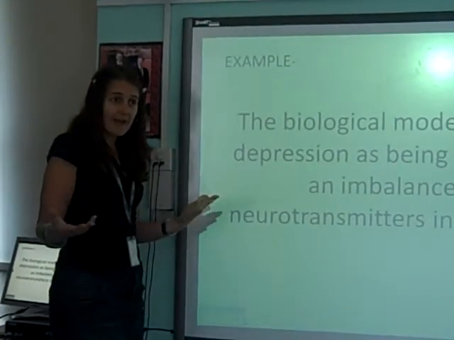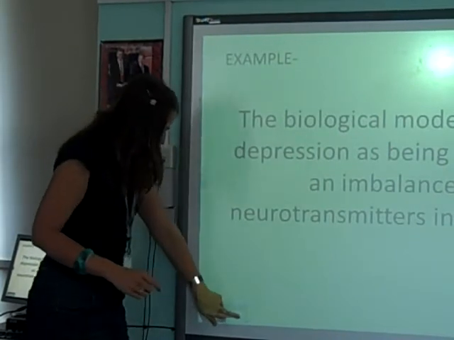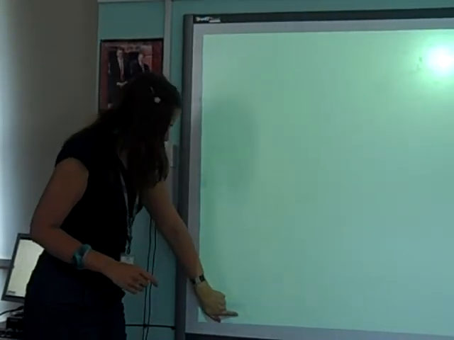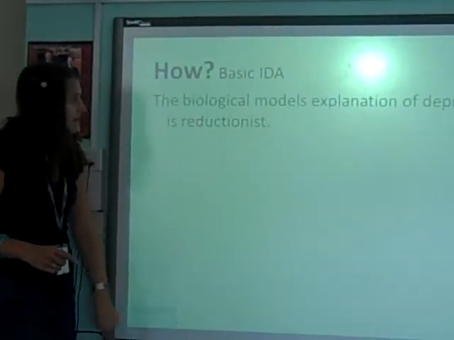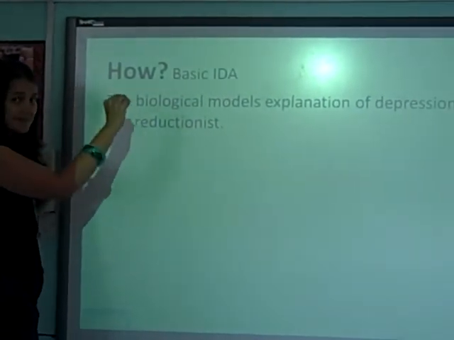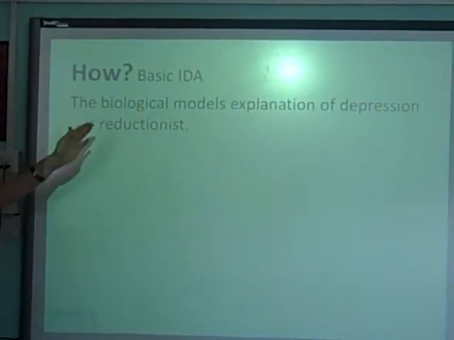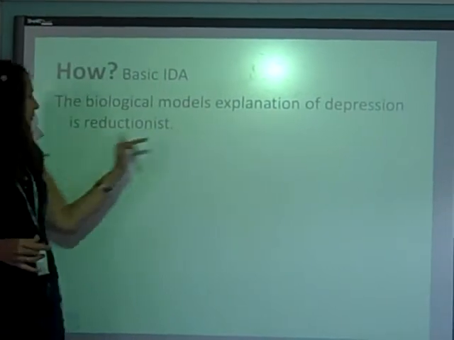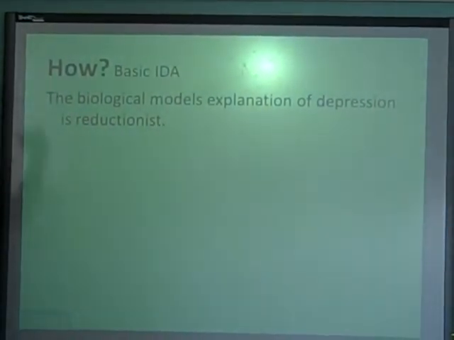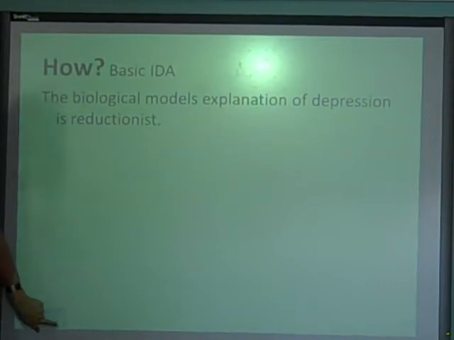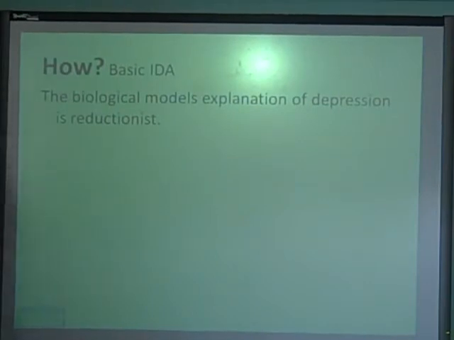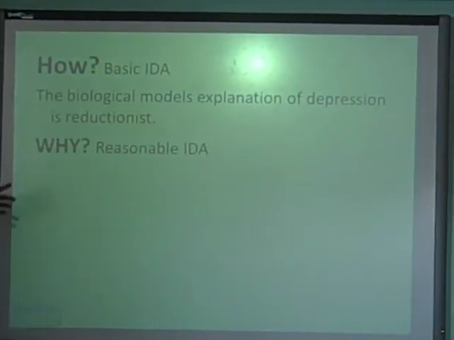So firstly, the how: you state that it's reductionist. And that's what we've done here. Now, if you just do this, I would write next to your essay: basic IDA. It would be: the biological model's explanation of depression is reductionist. You stated it, and it links back to IDA, but it's basic. Then the why, which is the next bit, would be reasonable IDA.